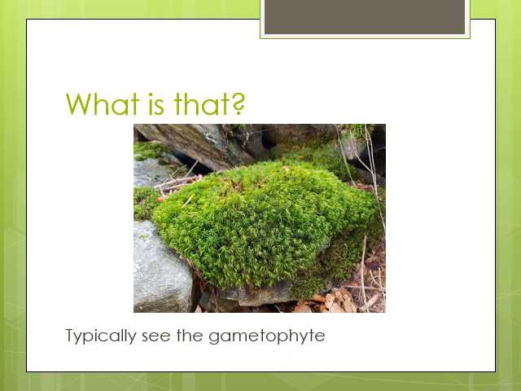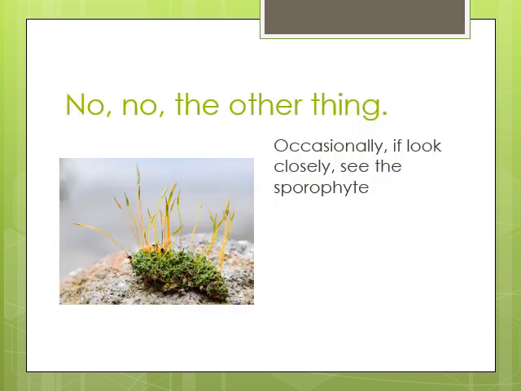Is the gametophyte diploid or haploid? Haploid, yes. If you look closer, sometimes during certain parts of the year, you'll see the sporophyte growing out of that. The sporophyte's usually taller because it's going to release spores. Those spores need to travel farther. The higher up you are, the farther dispersal you can get.